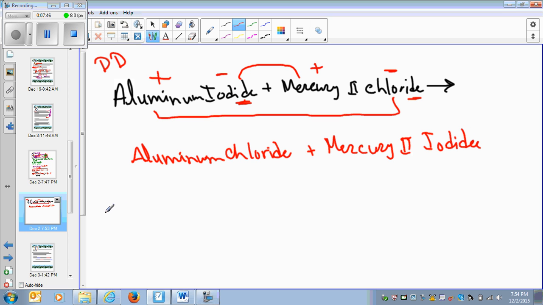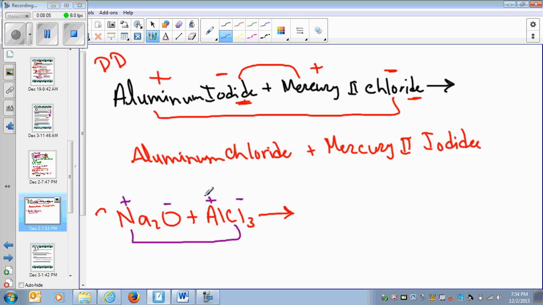Okay, so let's do another example. If I have Na2O plus AlCl3 and there is nothing on the other side, you have to predict the product. You have to see that this is the cation, anion, cation. So this cation will bond with this anion, and this one will bond with this anion. So again, as I was explaining earlier, you cannot just take it off here and plug it in. I mean, you cannot just say that it will be Na2Cl3 plus ALO.